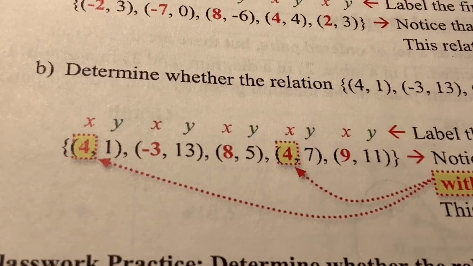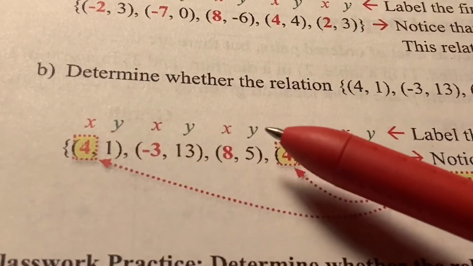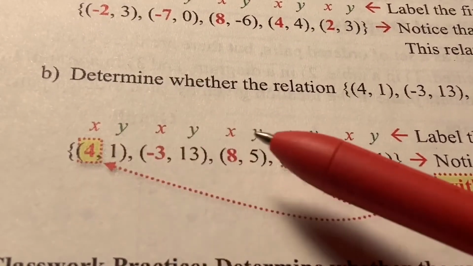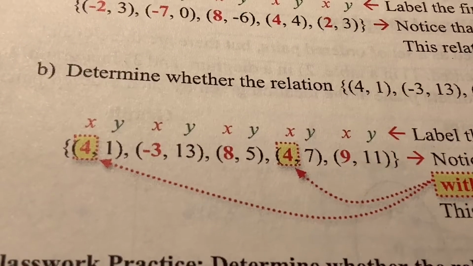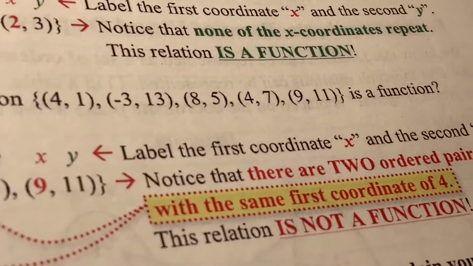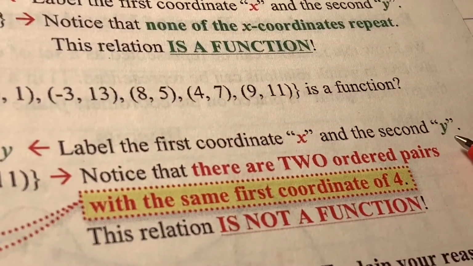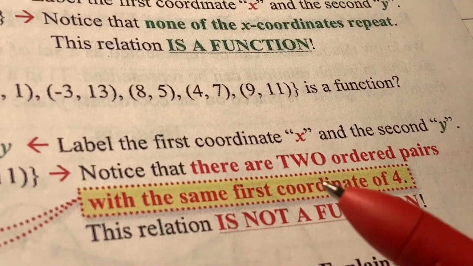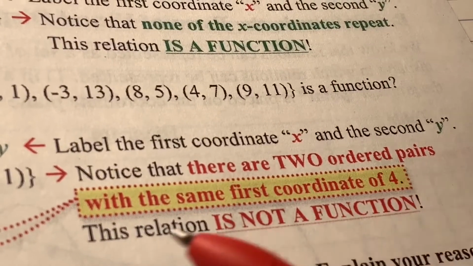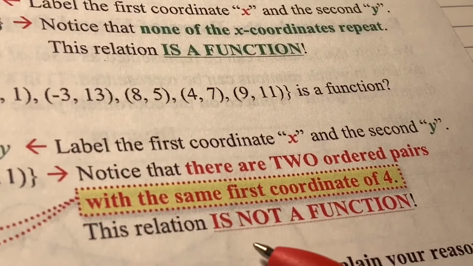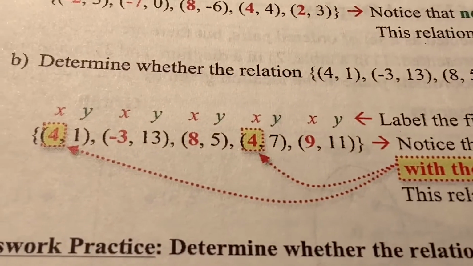Okay, you're saying it's not a function because we have 2 coordinates with the same x value? You are correct. Very good job. Ladies and gentlemen, first we label, right? We label the first coordinate x, the second coordinate y. We did that. And now notice there are 2 ordered pairs with the same first coordinate of 4. This relation is not a function. It is that easy.